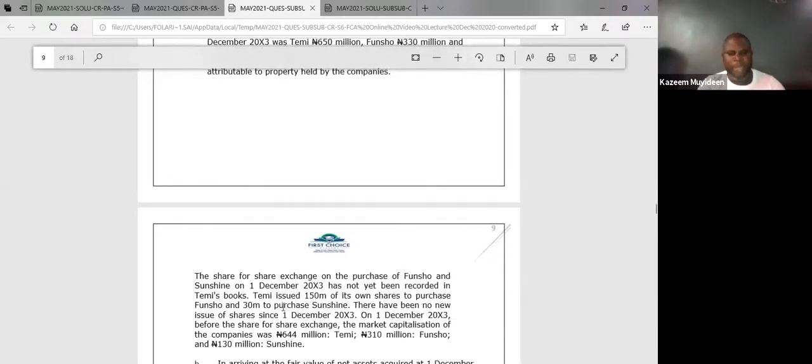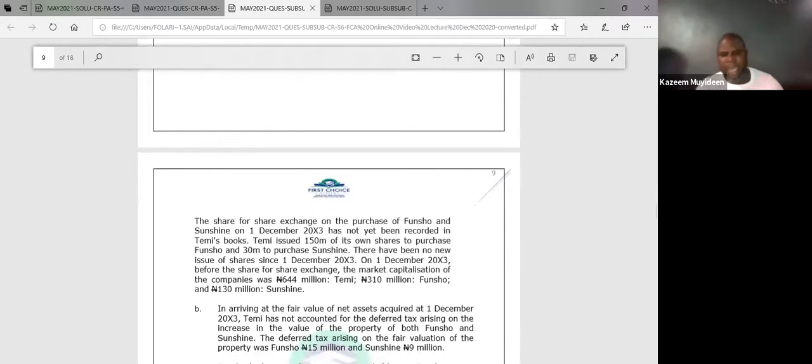has not yet been recorded in the books. He issued 150 market capitalization. In arriving at the fair value of the net asset acquired as of December 2003, Temi has not accounted for deferred tax arising on the increase. That means there's a deferred tax liability on the value of the property of both Funsho and Sunshine. The deferred tax arising on the fair value of the property was 15 million for Funsho and 9 million for Sunshine.